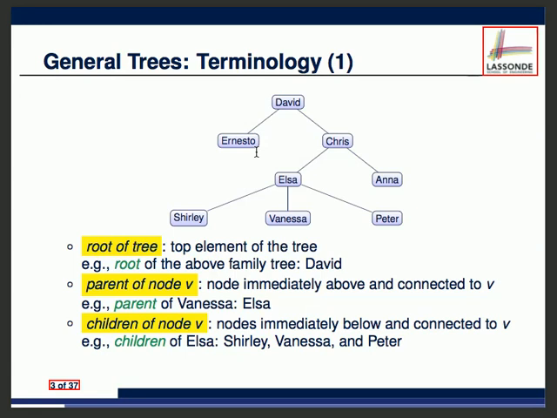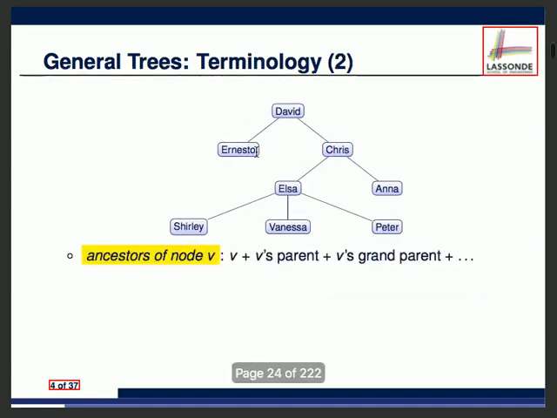Now let's see ancestor. This is very important because when we talk about inheritance, you're also going to use the notion of ancestor. What does it really mean? Ancestor means your parent, your parent's parent, your parent's parent's parent, all the way up to the root. Plus yourself. You are also an ancestor of yourself. So, for example, who are the ancestors of Vanessa?